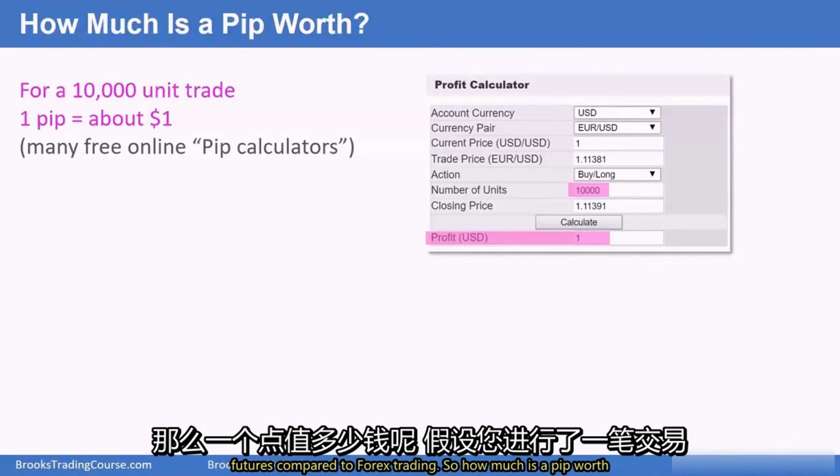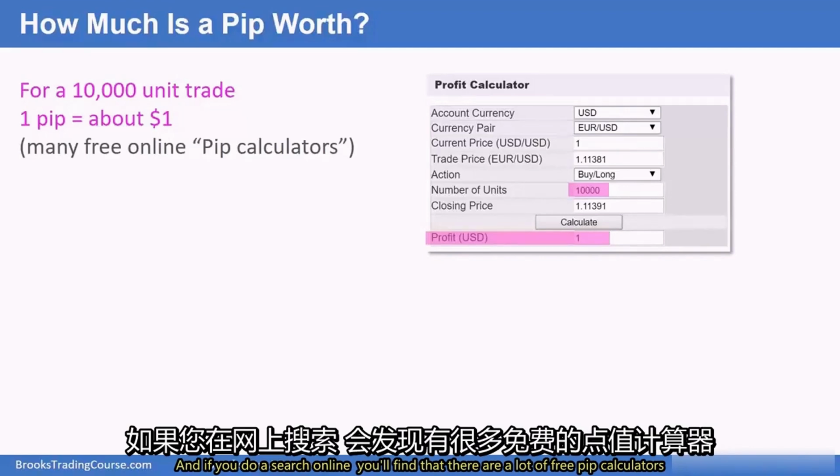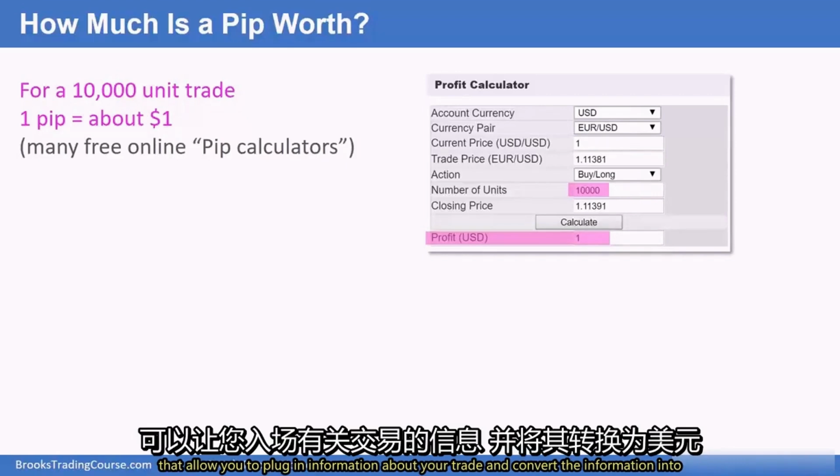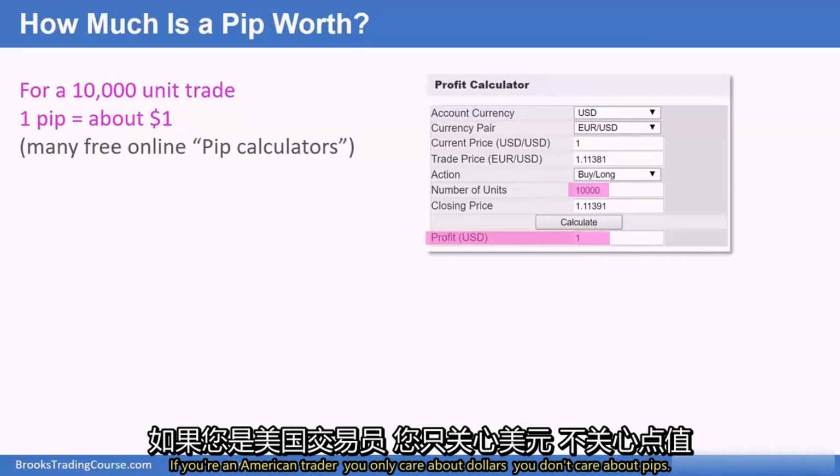So how much is a pip worth? Let's say you take a trade with 10,000 units. One pip in that case is about $1. And if you do a search online, you'll find that there are a lot of free pip calculators that allow you to plug in information about your trade and convert the information into dollars to find out how many dollars you made or lost. If you're an American trader, you only care about dollars. You don't care about pips.